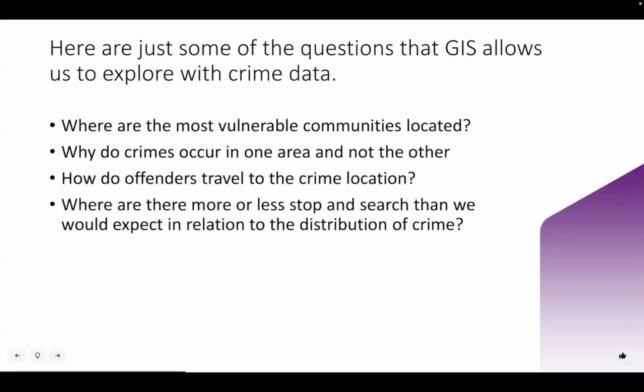Here are some questions that GIS allows us to explore specifically with crime data. One question that a lot of people explore is, where are the most vulnerable communities located? If individuals want to use crime maps to, for example, safeguard their personal safety, then avoiding areas with high levels of street robberies is how someone would use that to target it. So clearly a geographical representation of the crime would be appropriate to understand where the most vulnerable communities are located.